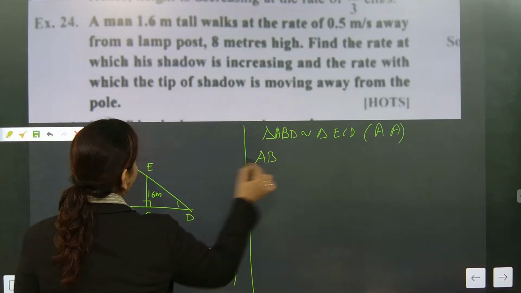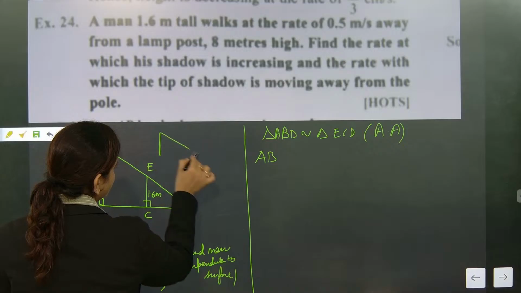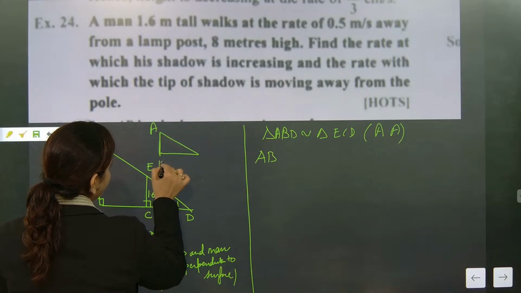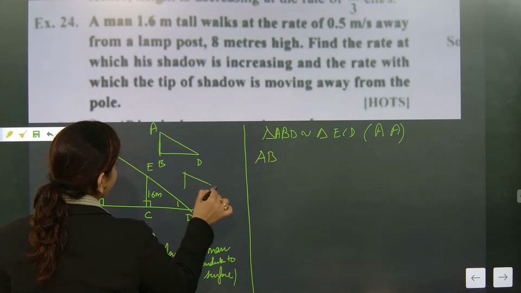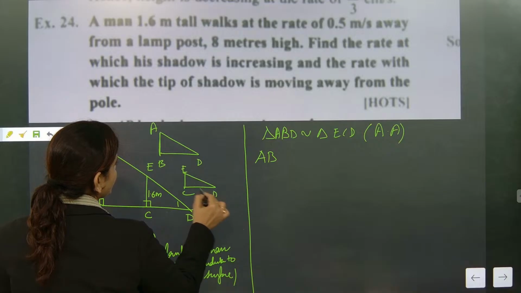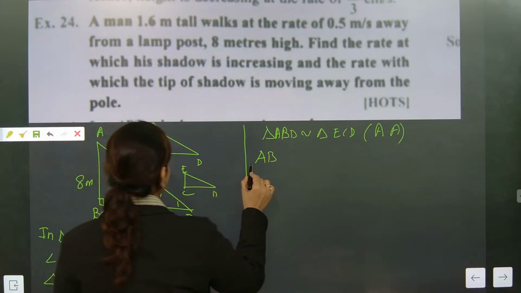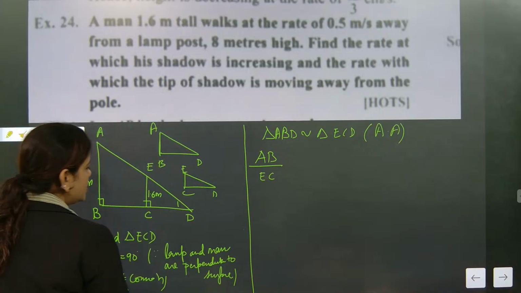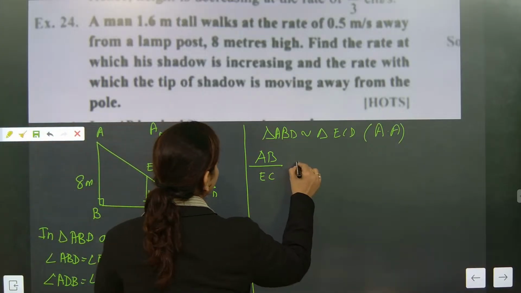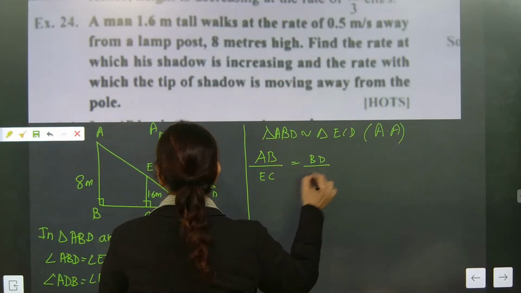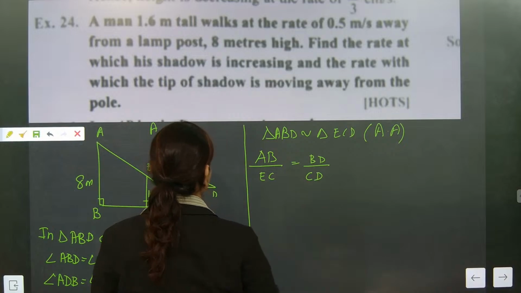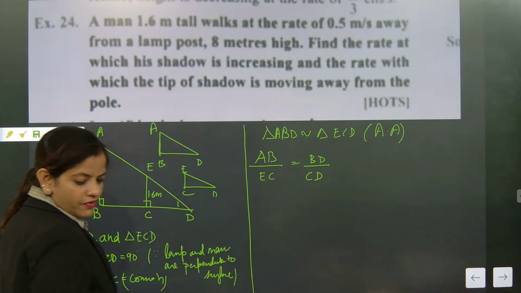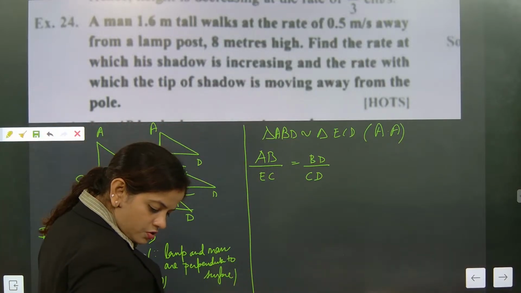So this big triangle ABD and this small triangle ECD, we can say AB is proportional to EC. And then the bottom part BD will be proportional to CD. That's it. So when somebody asks you BD proportional to CD, you write it like this.